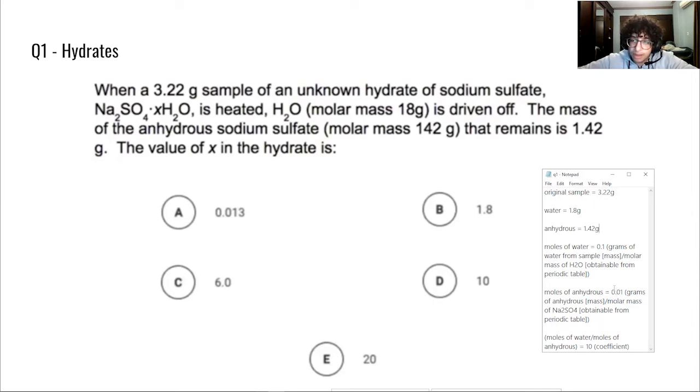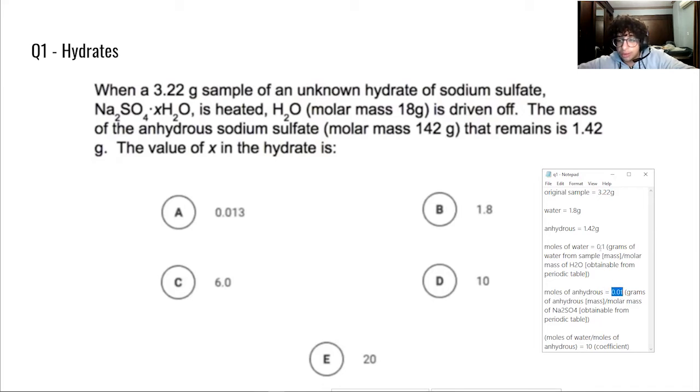And the final step after obtaining the moles, so now we have the moles of water, 0.1, and we have the moles of the anhydrous sodium sulfate, which is 0.01. The final step here is to divide the moles of water, which we've obtained, by the moles of the anhydrous sodium sulfate, which is right here.